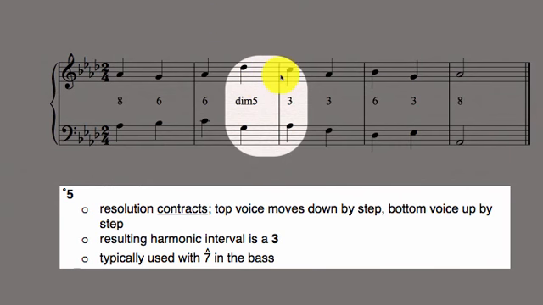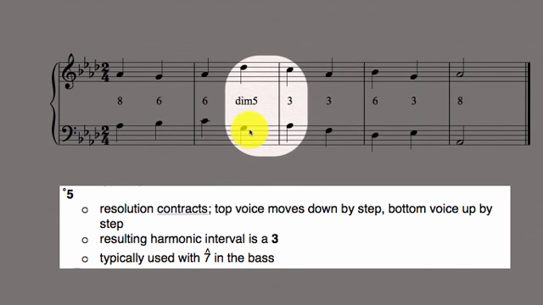In this case, notice it's contrary motion into the resolution, simply moving the bottom voice up by step and the top voice down by step. The resulting interval will always be a third. Also, this interval works particularly well with scale degree 7, or Ti, as your bass note, with the diminished fifth written above it, which means scale degree 4, Fa, is going to be in your upper voice.